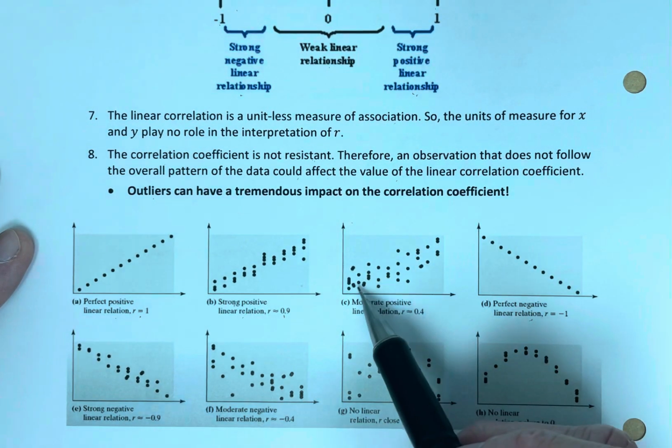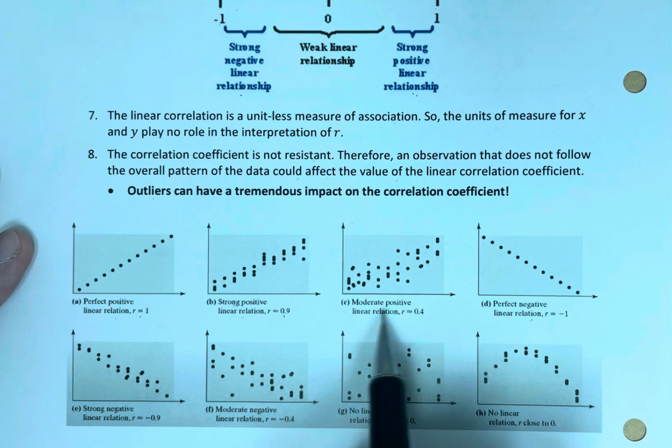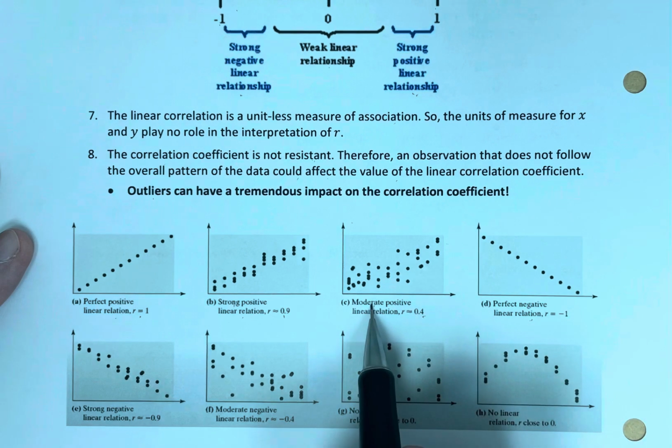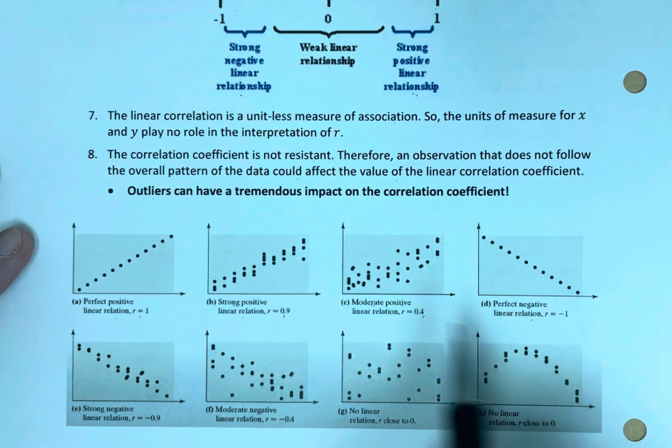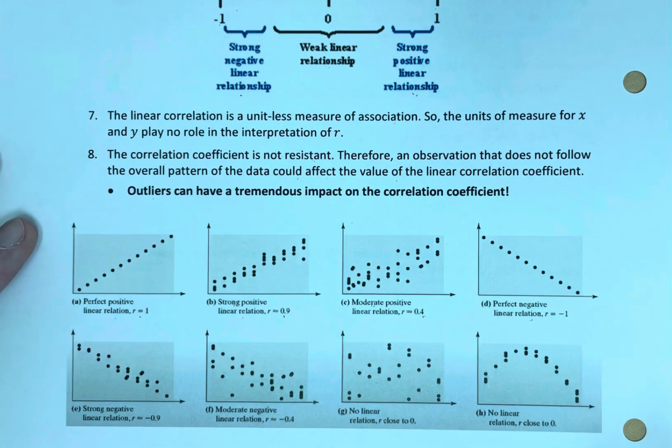This one looks like it's got a relationship. It's going up from left to right, but it's not very strong. With an R of 0.4, they're just saying this is a moderate positive. The strength is moderate. The direction is positive, increasing from left to right. And different statisticians in different books call different things strong, moderate, weak. It's kind of up for grabs sometimes.